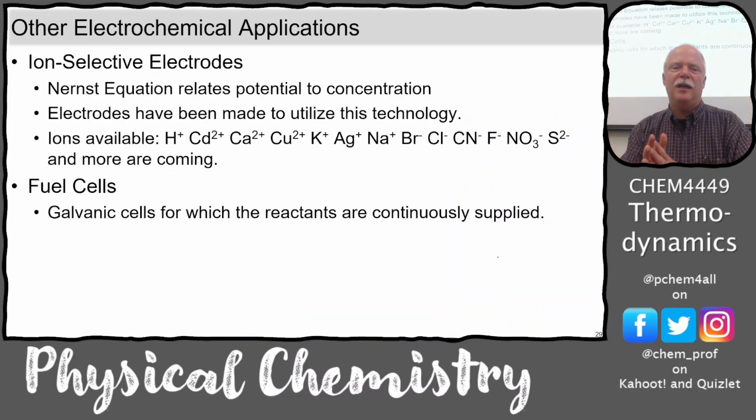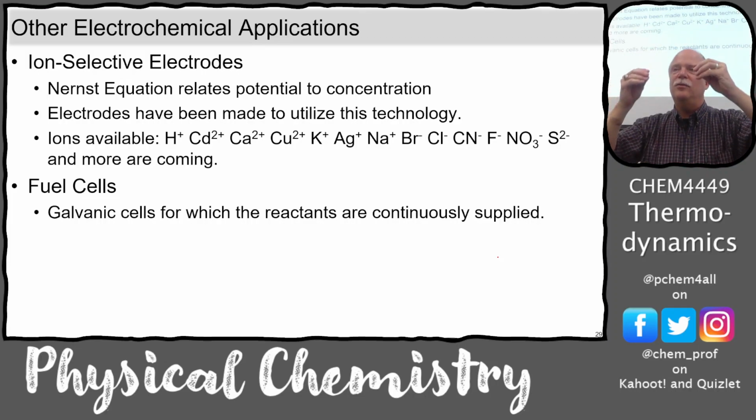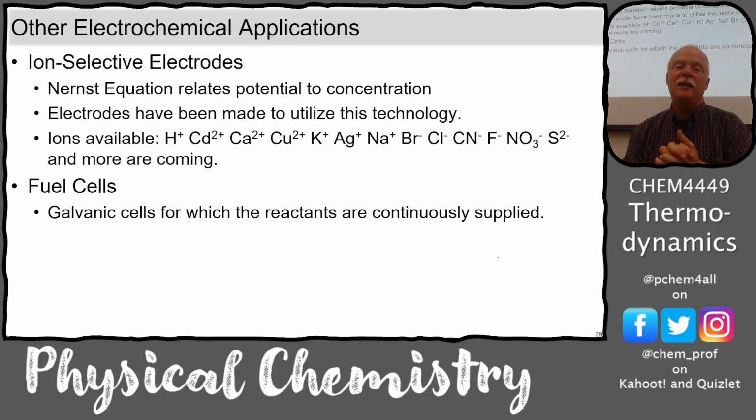Now, other electrochemical applications, we have that activity series. And what does that tell us? That tells us every metal in solution has a different voltage associated with it. Well, that's pretty cool. Maybe we could use that to determine things like, is this metal in this solution? So we can make ion selective electrodes. Now you've seen pH probes. That's an ion selective electrode. It's testing the amount of hydrogen or protons in that water.